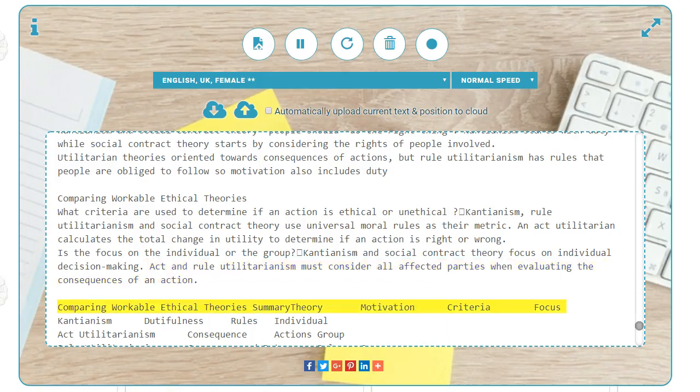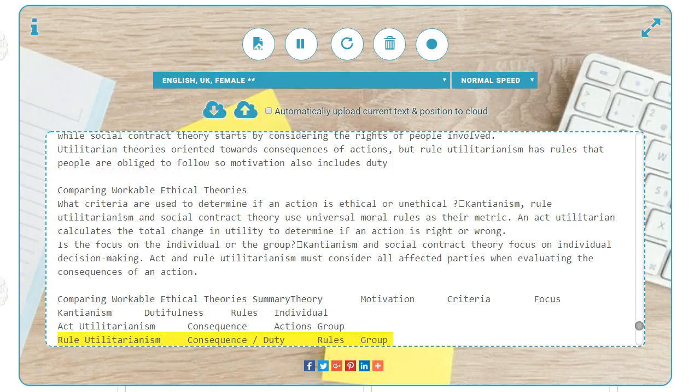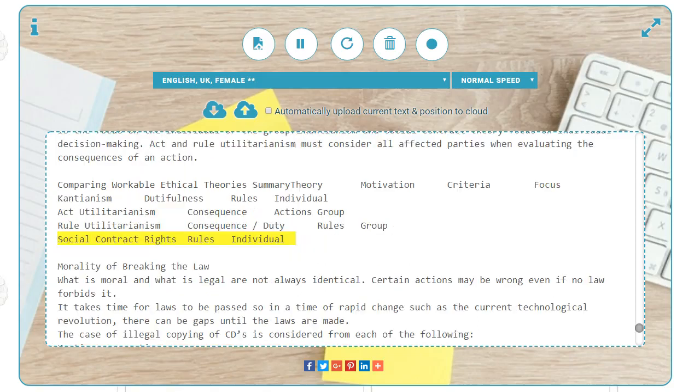Comparing workable ethical theories. Summary. Theory, motivation, criteria, focus. Kantianism: dutifulness, rules, individual. Act utilitarianism: consequence, actions, group. Rule utilitarianism: consequence, duty, rules, group. Social contract: rights, rules, individual.